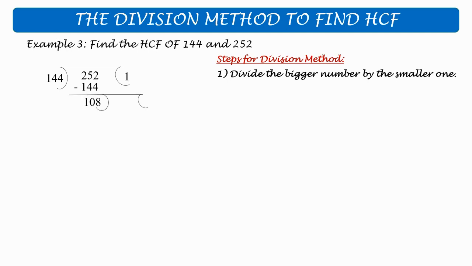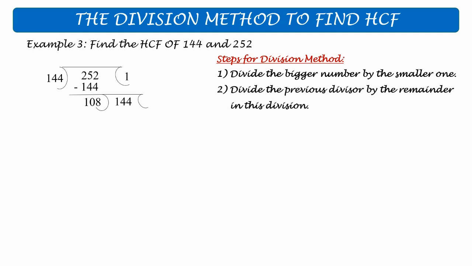Now the next step is we have to divide the previous divisor by the remainder in this division. The previous divisor was 144, so we will be writing 144 in the dividend part. Now over here 108 will be the divisor and 144 will be the dividend. So again here we know that 108 ones are 108. So 1 we will be writing on the right hand side of 144 and 108 we will be subtracting from 144. So the remainder we get is 36.